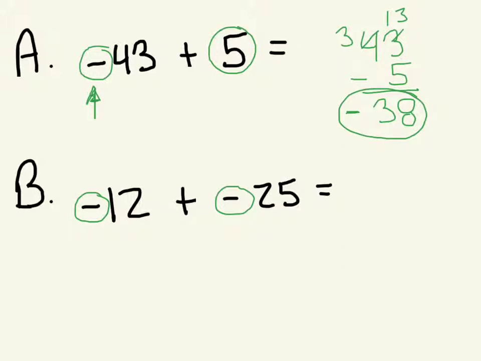Okay, so I'm going to have to add these guys up, so I'm going to have 25 plus 12, which is going to give me 37. And since these signs are both negative, that means I have to keep the same sign, so that's going to be negative 37 as my answer.